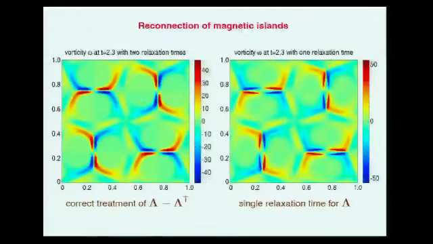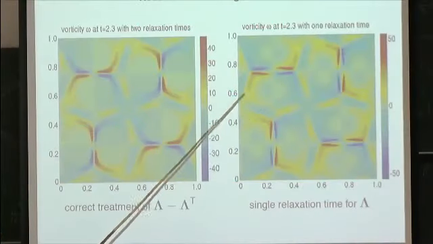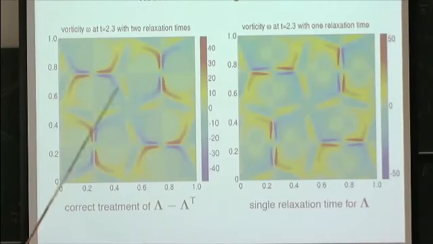And then if you don't do the fiddling around with treating the anti-symmetric part separately, you get this. This is the reconnection of magnetic islands again. So this is the vorticity, and you get this funny-looking pattern around the current layers when you have that grad eta term. When you do it properly, you get a more usual-looking quadrupole structure around the current layers.